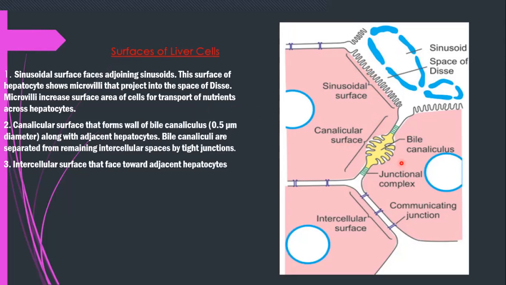Bile canaliculi are separated from the remaining intercellular spaces by tight junctions. So this is the canalicular surface here. You can see it is forming the wall of the bile canaliculus here. So to prevent leakage of bile, we have these tight junctions here to prevent the leakage of bile into the rest of the liver, which can be very bad.